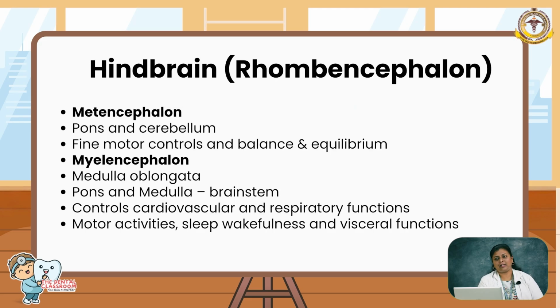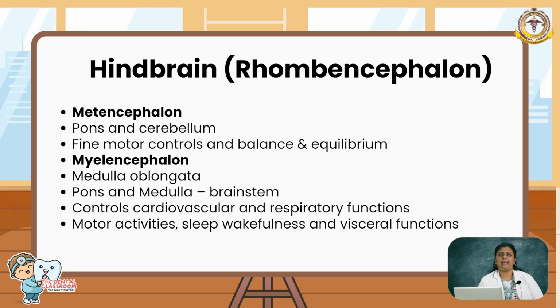Next is the hindbrain. Another name for the hindbrain is rhombencephalon. So it includes two parts mainly, that is metencephalon and myelencephalon. This metencephalon includes the pons and cerebellum. Since the nuclei for all the motor neurons for your respiratory function and cardiovascular function are located in the pons, it controls your respiratory and cardiovascular functions. Also the cerebellum mainly controls posture and balance and equilibrium maintenance. So this is about the metencephalon.